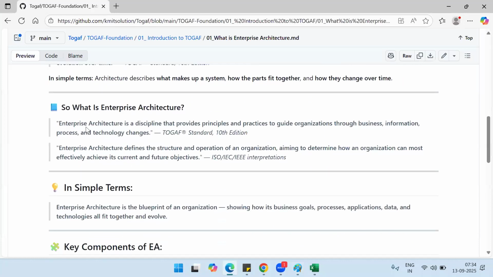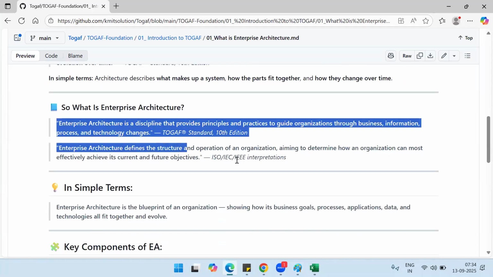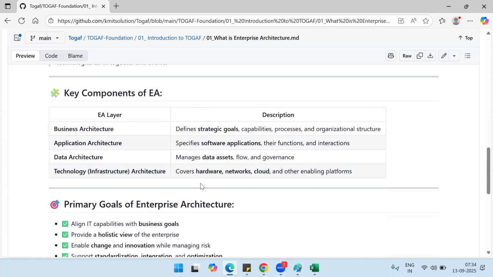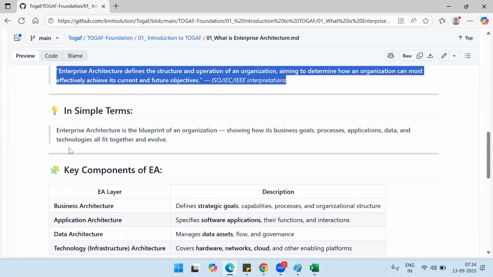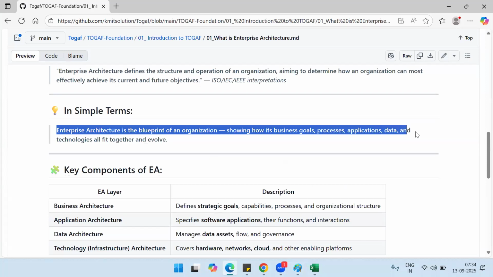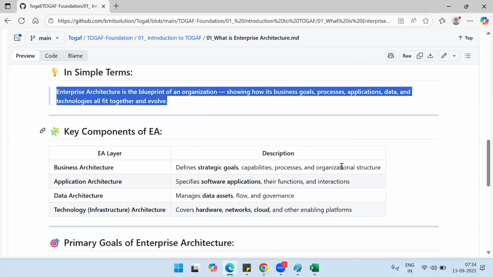Okay. So now this TOGAF definition, you just need to walk through this once, right? And we have already discussed that the enterprise architecture is the blueprint of the organization, showing how the business goals, processes, data, and technology can fit together and evolve.